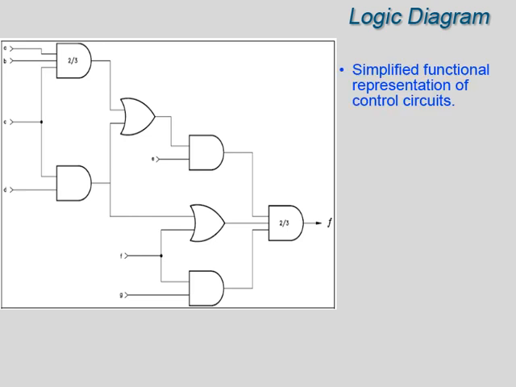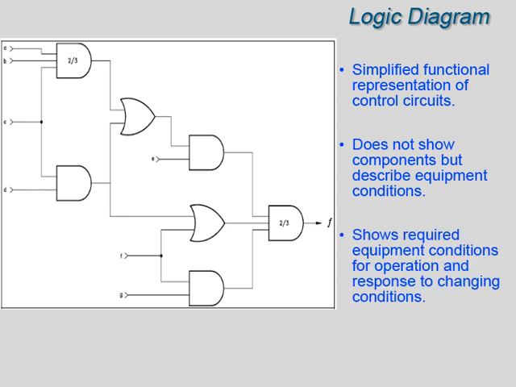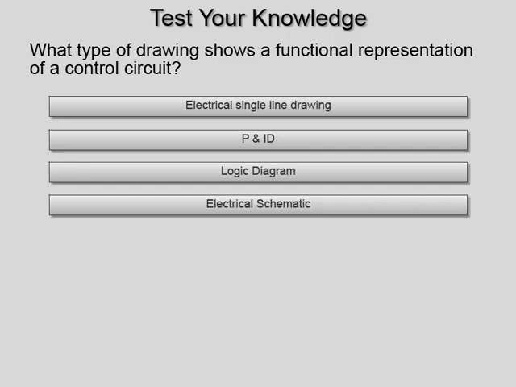Logic diagrams provide a simplified representation of control circuits. They don't show components, but instead describe equipment conditions. A logic diagram will represent the required equipment conditions for operation and the equipment's response to various changing conditions. This is accomplished using standard logic symbols rather than complex electronic components. Logic diagrams provide a quick, easy-to-use reference. However, they cannot replace electrical schematic diagrams because they show no component detail. Logic diagrams will tell you what a control circuit will do, but not how it will do it.